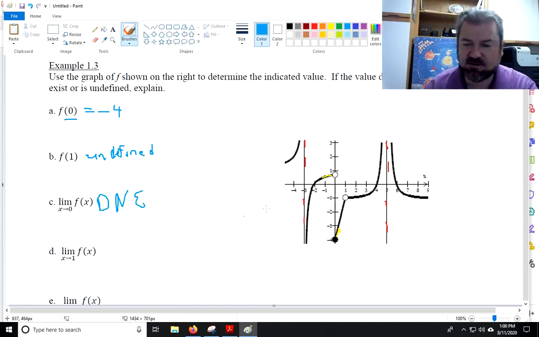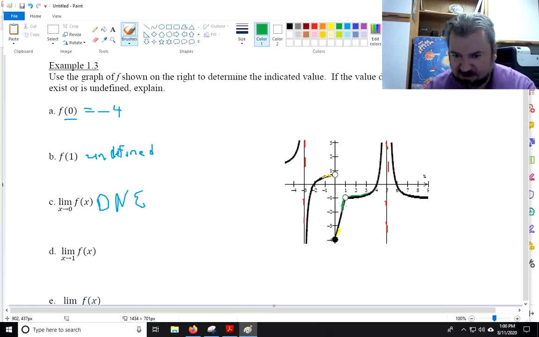All right, let's take a look at the limit as x approaches 1. So as x approaches 1, from the left, I appear to be going towards negative 1. And from the right, I'm also going towards negative 1. So because the function is approaching the same y value as I travel along its curve going towards the x-coordinate of 1.